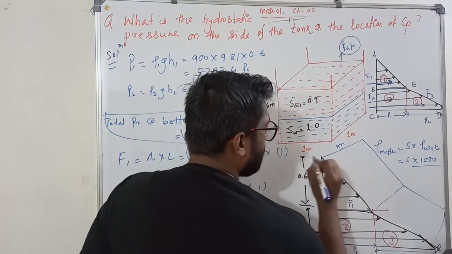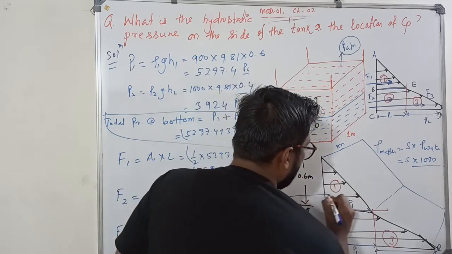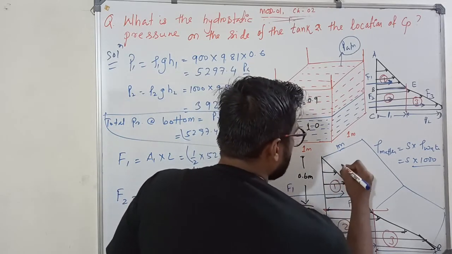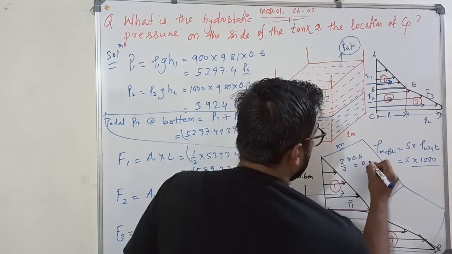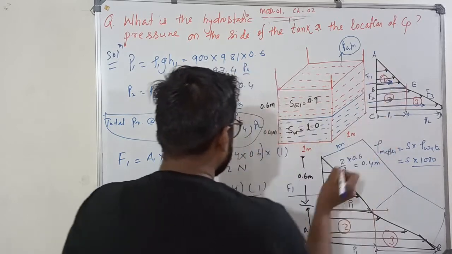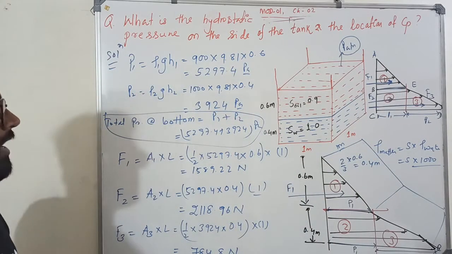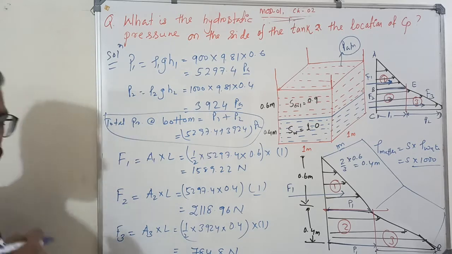Otherwise, let me write here only. So your F1 is acting here. How much is this distance? 2 into 0.6 by 3. So that is 0.4 meter from A. So F1 is acting. I need to erase it. Okay, note it down. Pause the video. Note it down first.